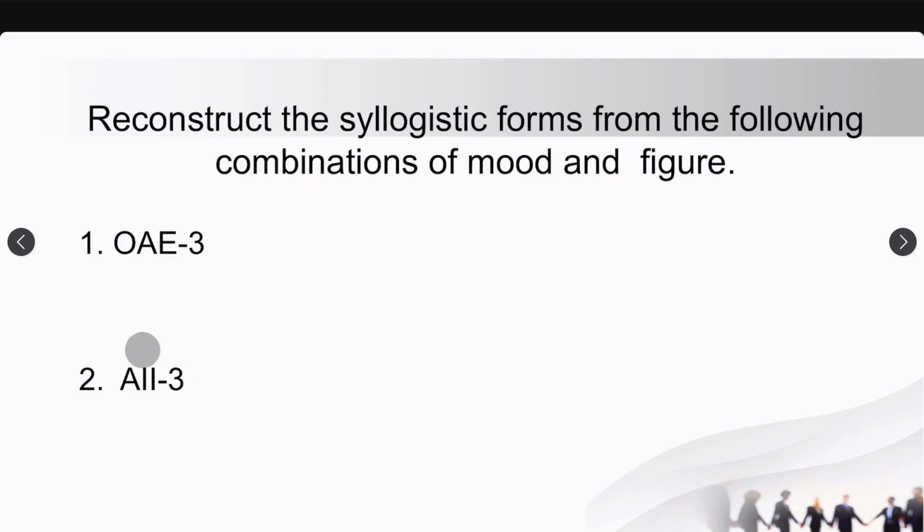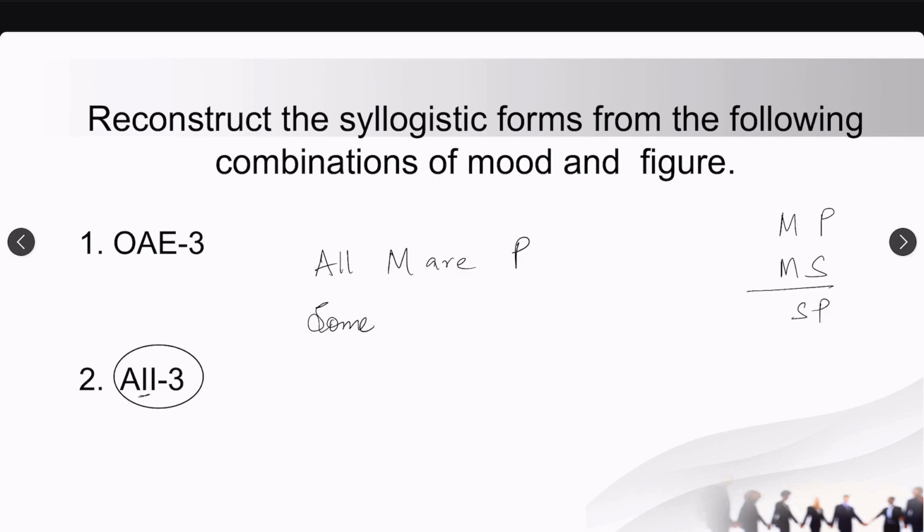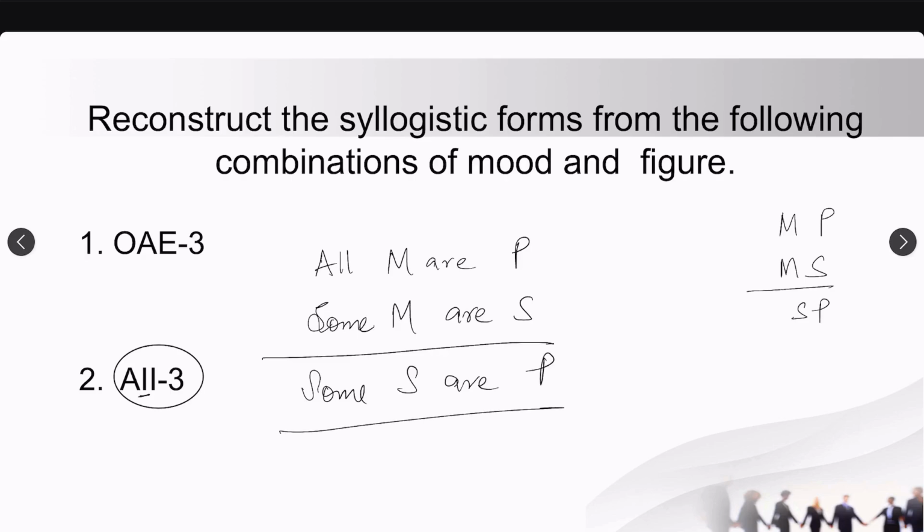So in the next part we have AII. In case of AII again we have the third figure, where you get MP and then MS and then SP. So what you have to do is you have to write all M are P, and then we have some, and then we have I, right? So that is why some will come, M are S, and then therefore in the last we have some S are P. So this is in the third figure in the form of AII. So this must be clear.